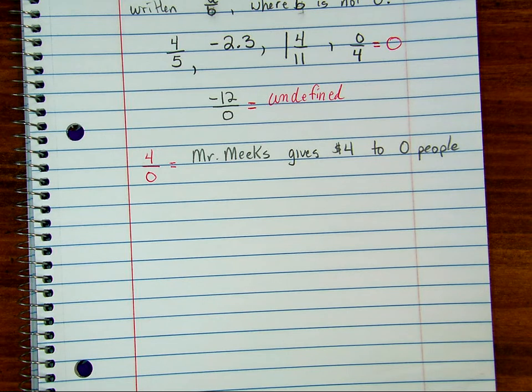What would happen if I walked up to the board and gave that person $4? It would just fall down to the ground because there's nobody there to take the money. It can't happen. It will not occur. It cannot occur. There's nobody there.